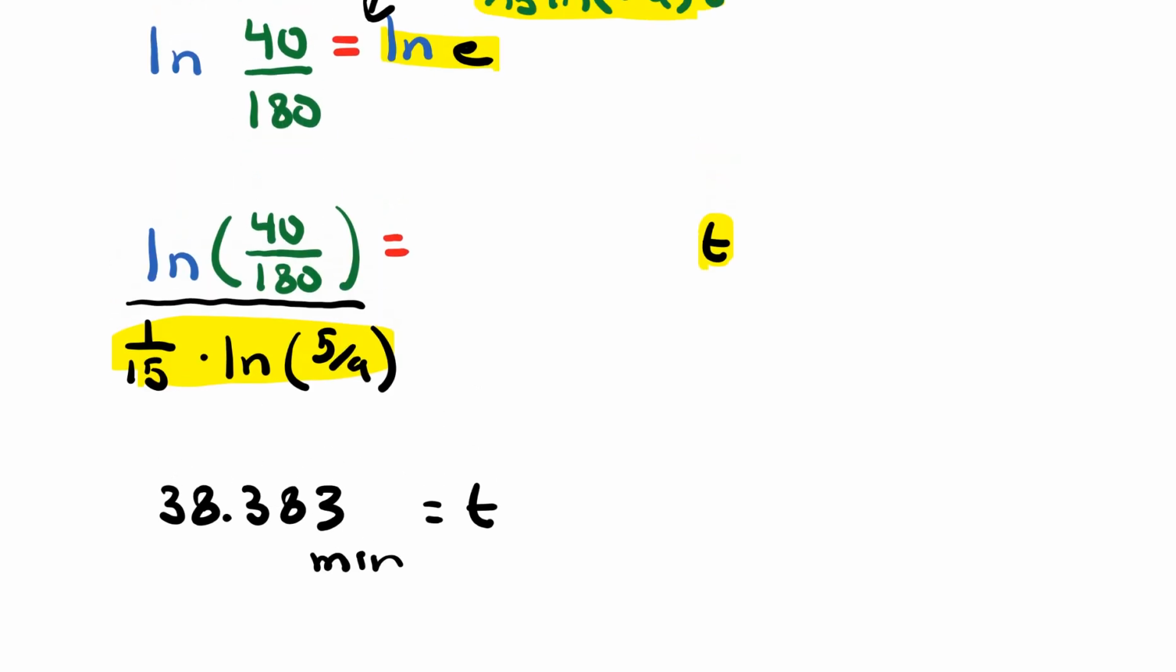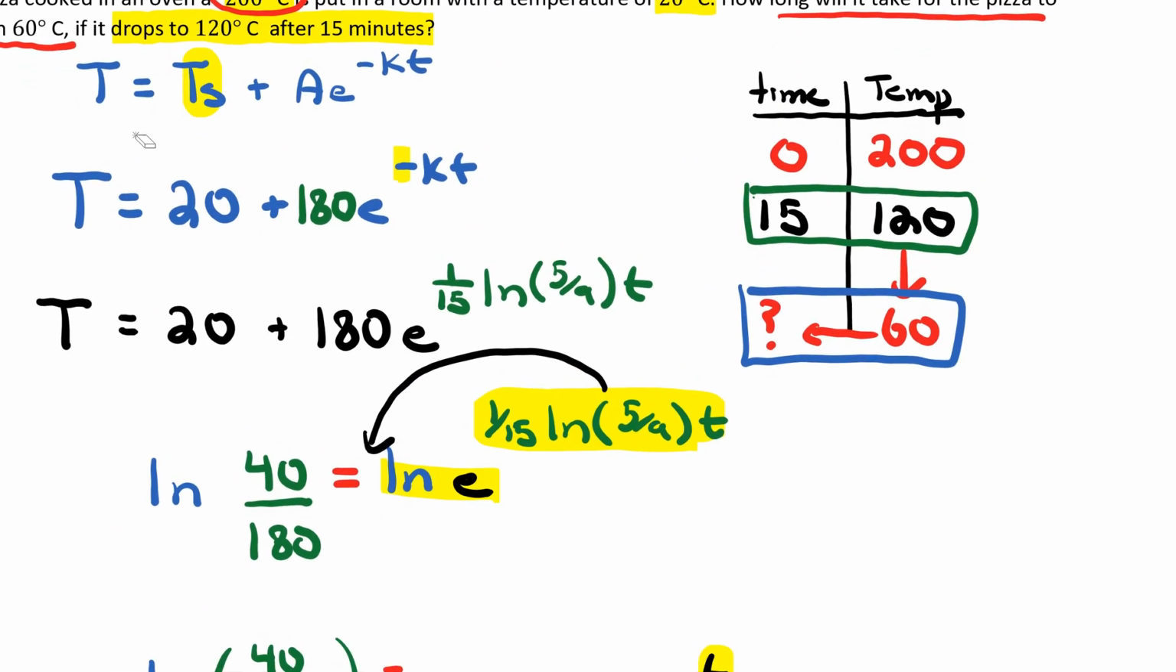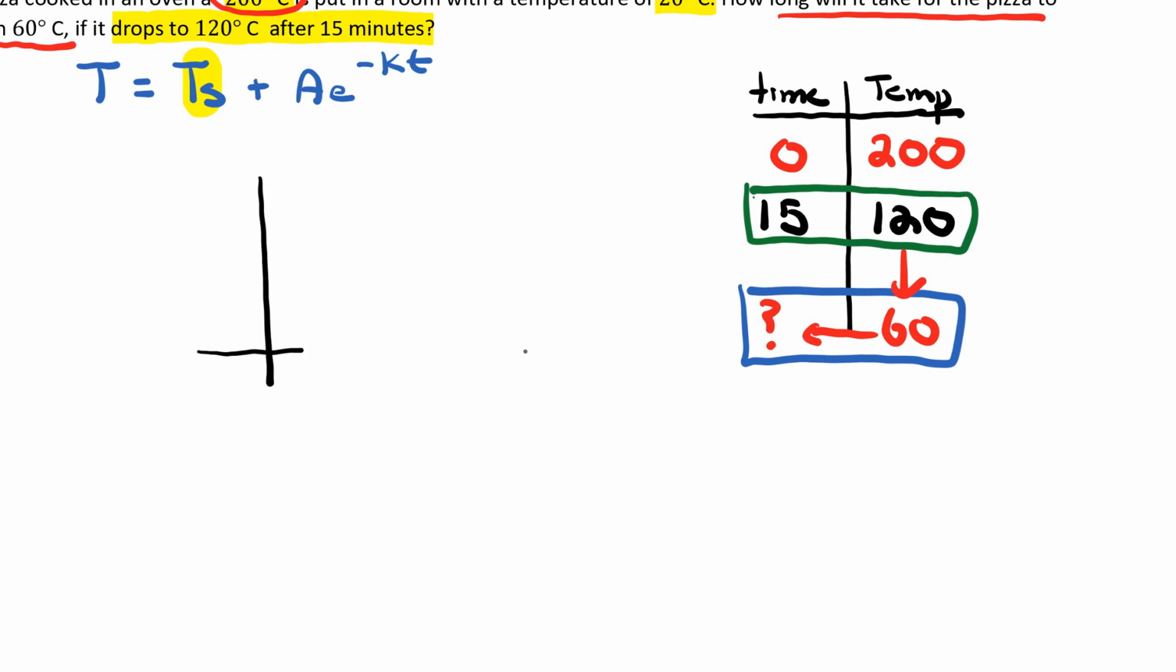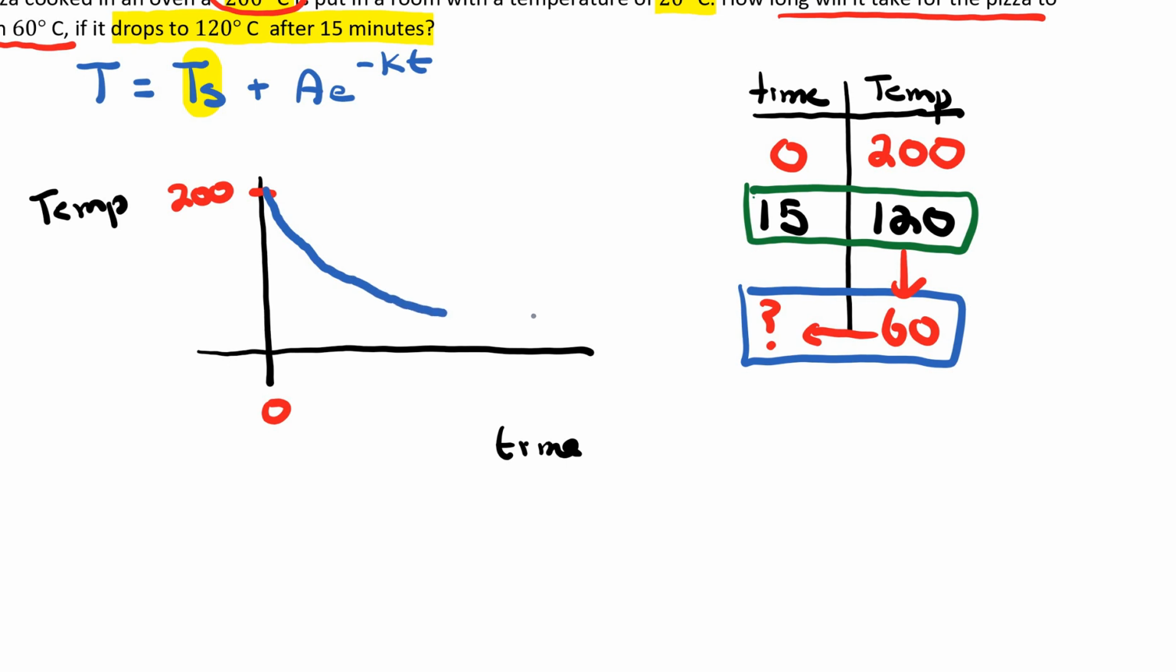Just before I finish off here, I don't mind constructing a simple graph of this problem. So let me erase all this and have a really quick graph of what's going on here. The temperature is on the y-axis and time is on the x-axis. When time is 0, our temperature is at 200, and the graph is just decreasing like that and it levels off.